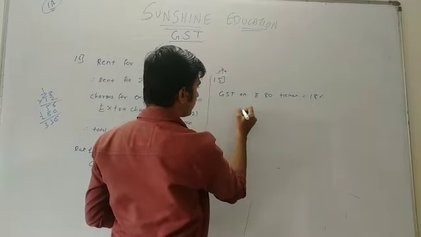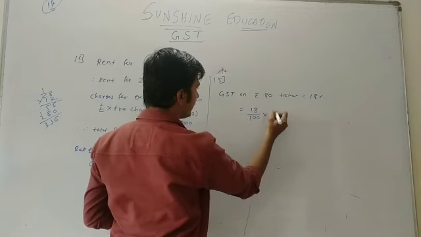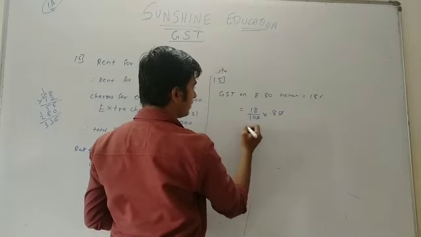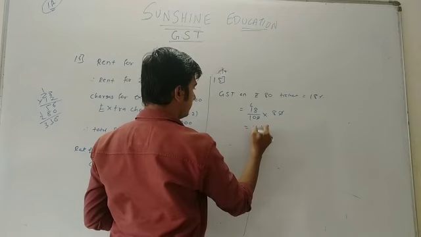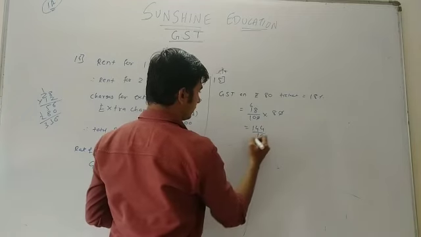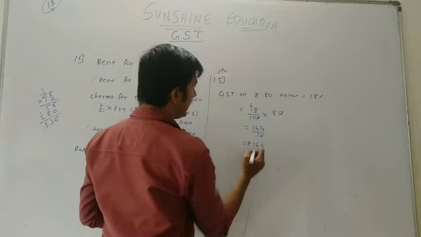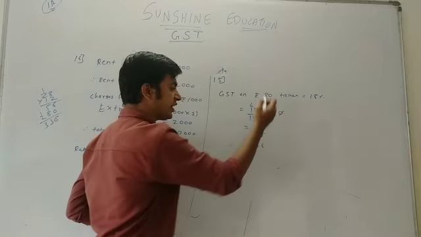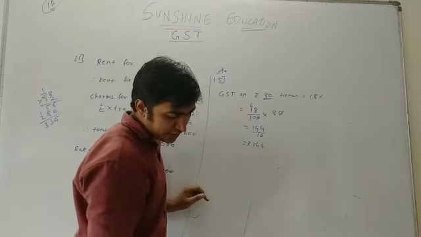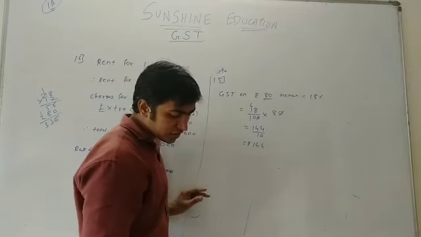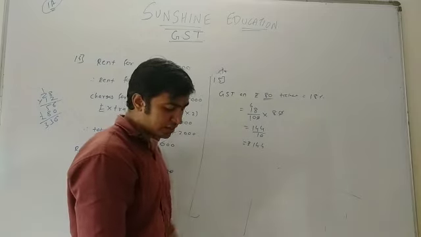Therefore it will be 18 upon 100 multiplied by 80. The zero cancels. 18 times 8 is 144, divided by 10, so it is 14.4. If he had purchased a ticket of rupees 80, he would have paid GST of 14.4. But unfortunately, tickets were not available. So he purchased a ticket of 120.